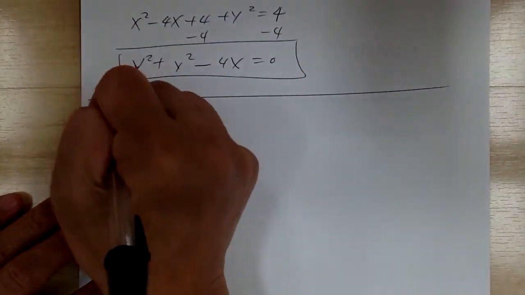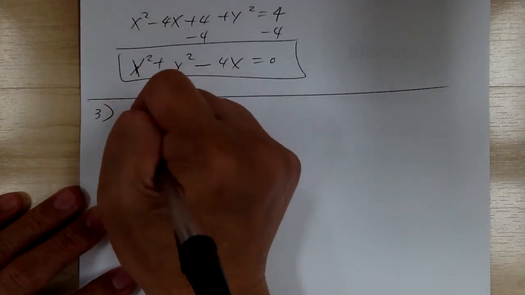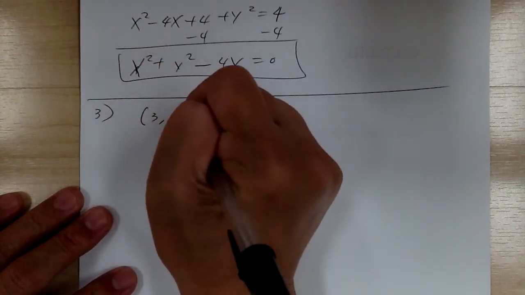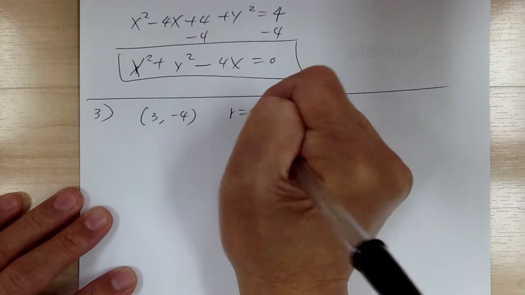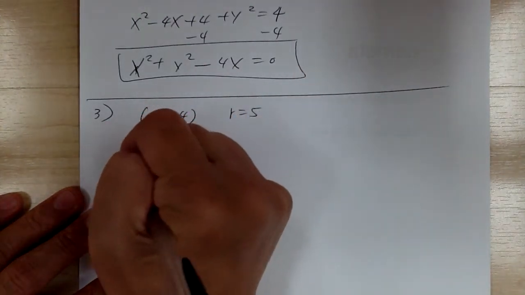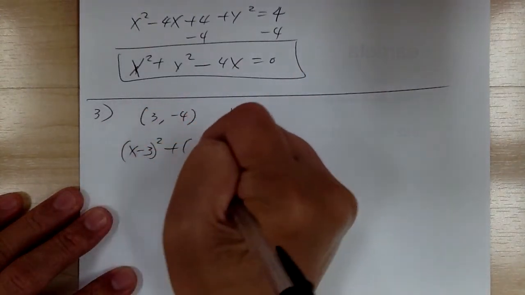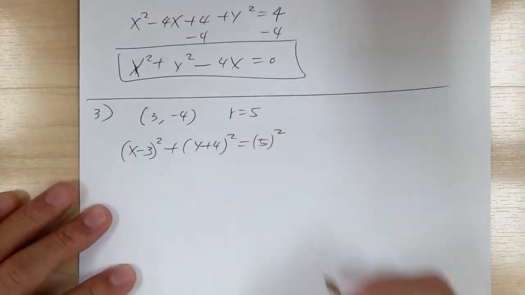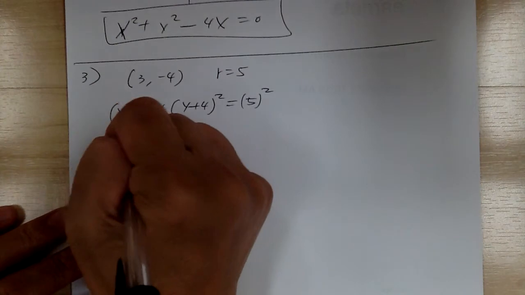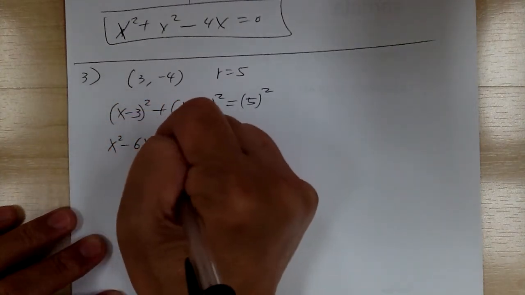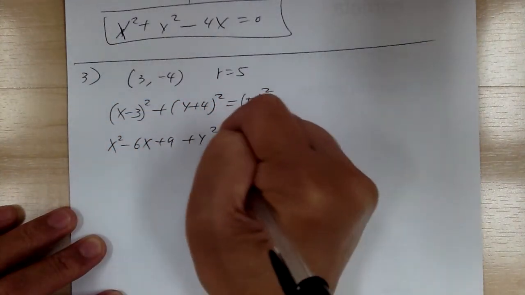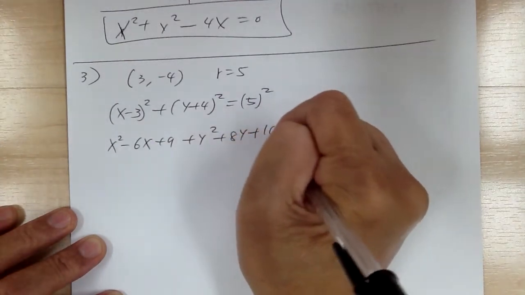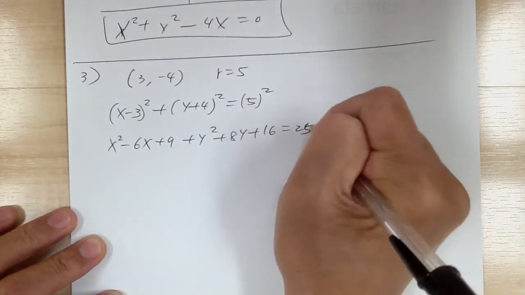Okay, let's go to number 3. Your center is at (3, −4) and radius equal to 5. So your equation would be (x − 3)² + (y + 4)² = 5². So work it out: x² − 6x + 9 + y² + 8y + 16 = 25.